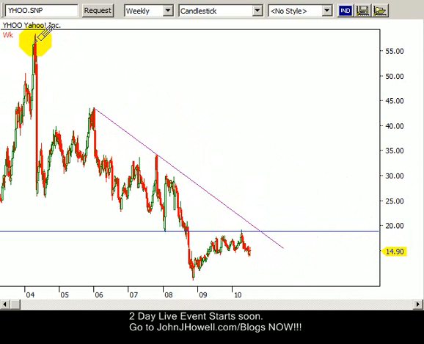See this trend line, see this peak right up the top here when Yahoo was at $55? If I just delete this trend line now, and this is going way back to '04, so we've got easily, so what's that?